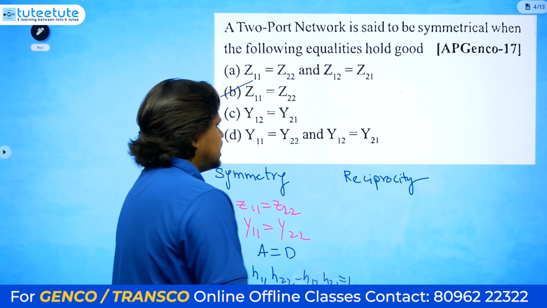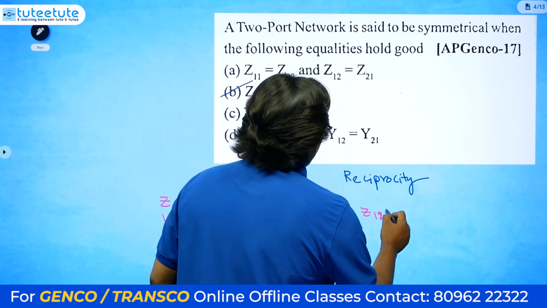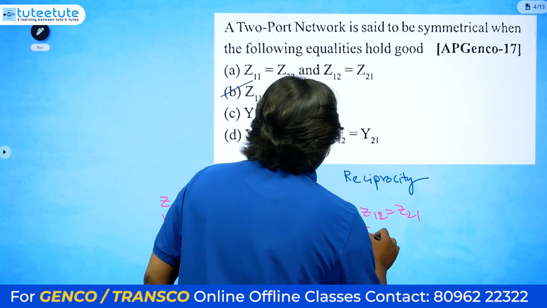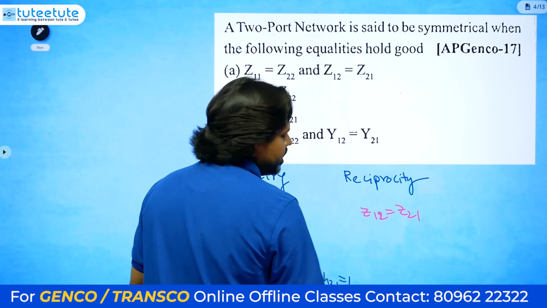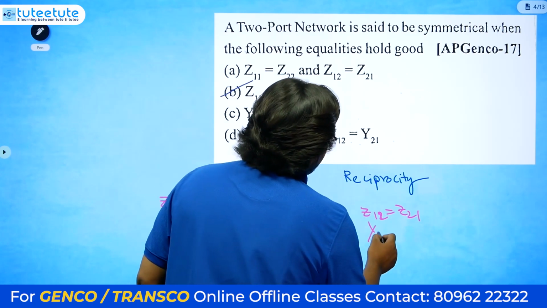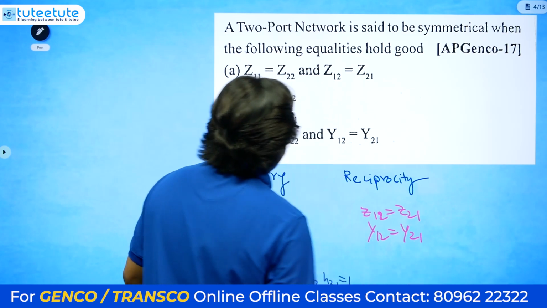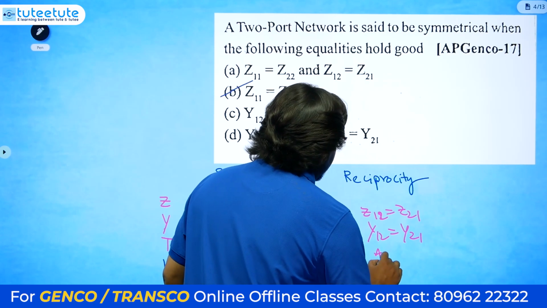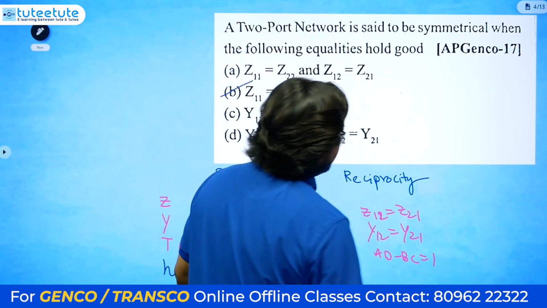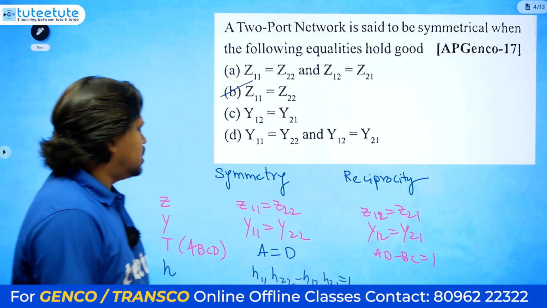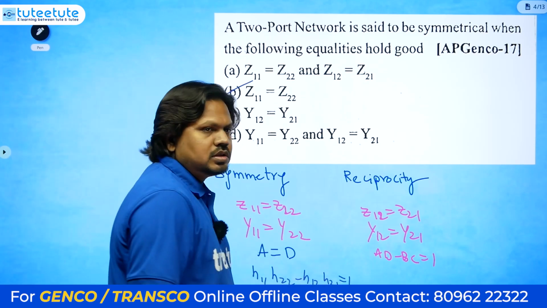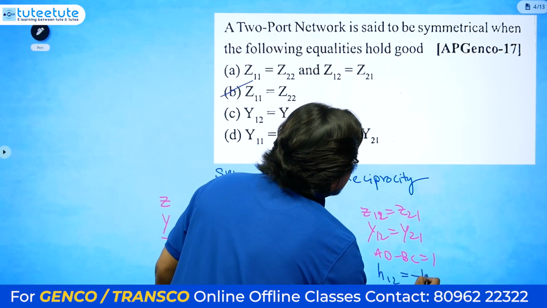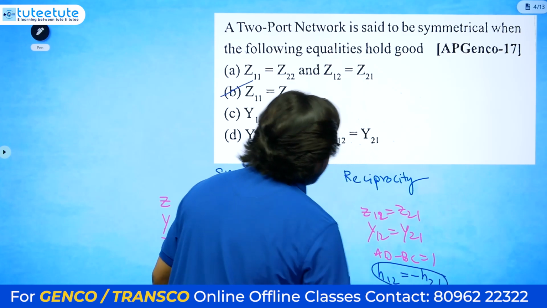Okay, so similar to this, reciprocal. Whenever z12 equals z21, it is a reciprocal network. So if you calculate y parameters for the same reciprocal network, you will get y12 equals y21. Similar to that, for the t parameters or ABCD parameters, AD minus BC equals 1 will be the condition for reciprocity. And similar to this, for the h parameters, the condition for reciprocity is h12 equals minus h21.